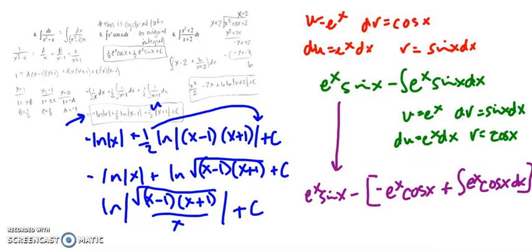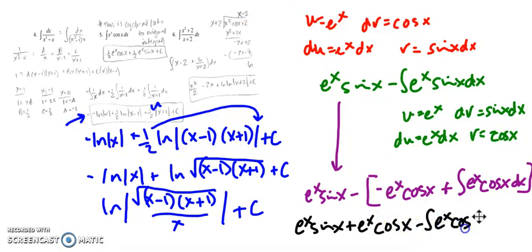Now I'm going to go ahead and combine all these. So I'll have e to the x sine x plus e to the x cosine x minus the integral of e to the x cosine x dx. And remember that that is going to be equal to your original, which is the integral of e to the x cosine x dx.